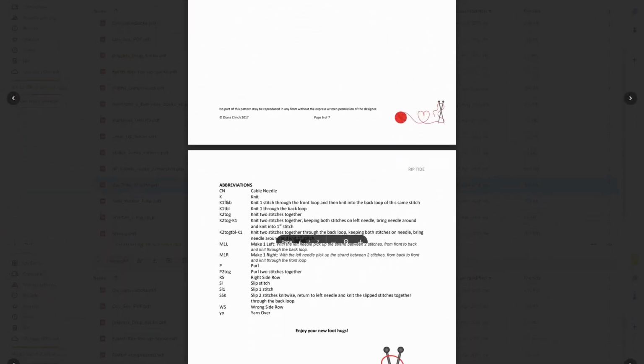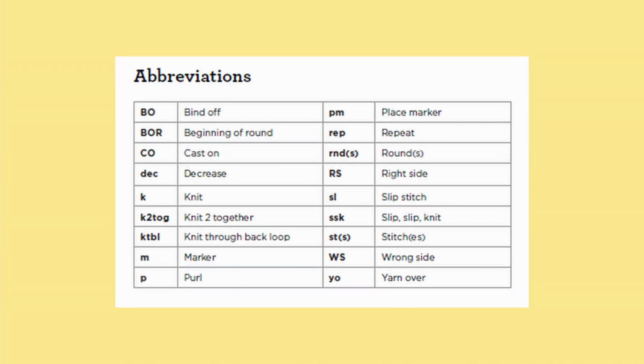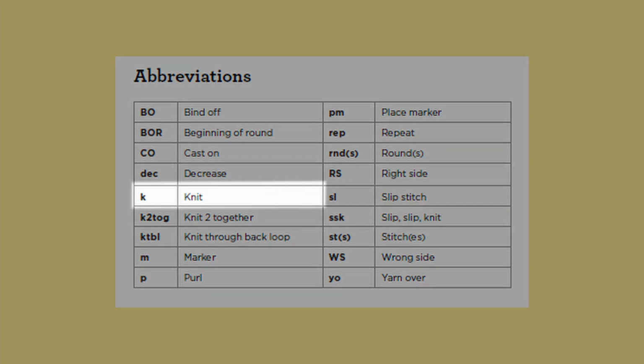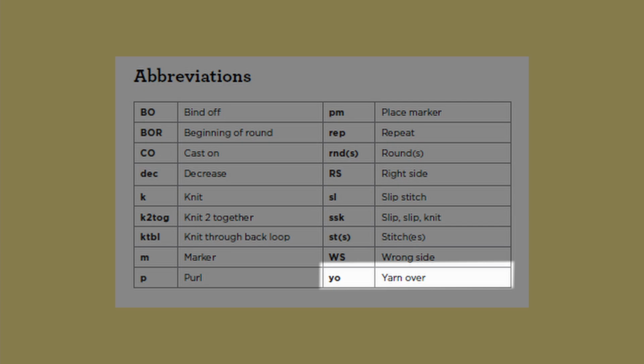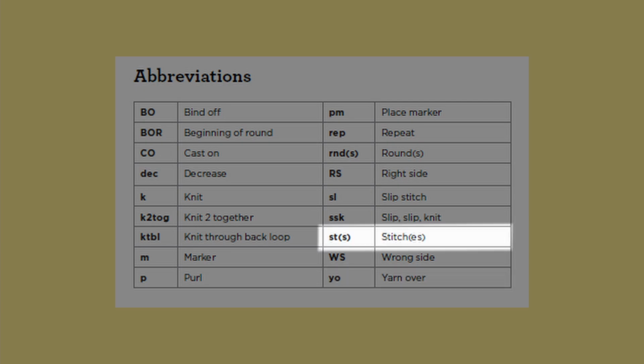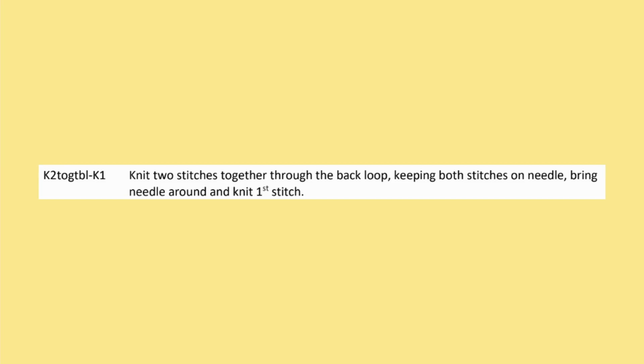Usually they'll be near the beginning of the pattern, but sometimes you will find them at the end instead. Most common stitches have standard abbreviations that you'll see all the time. K is going to be knit stitch, P is going to be purl, a yarn over is usually YO, and often patterns will abbreviate the word stitch as well. If I see K2 tog, I know without having to look any deeper that that's a simple knit two together decrease. Sometimes your pattern will have a custom abbreviation for a more complex series of stitches, and usually they will explain that in this abbreviation section.